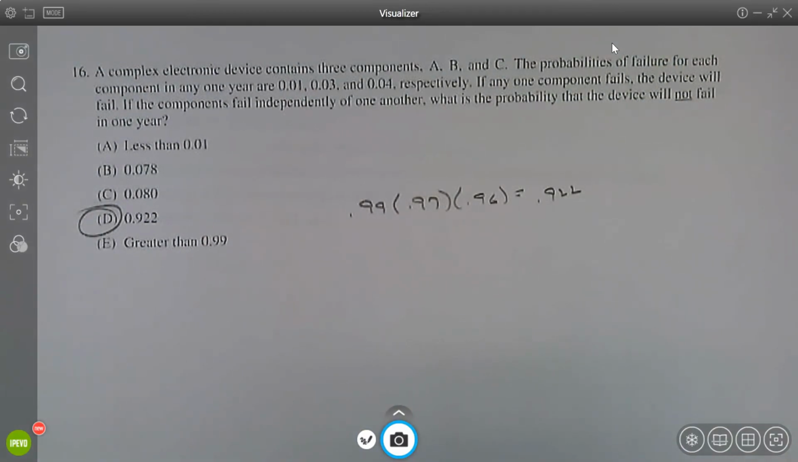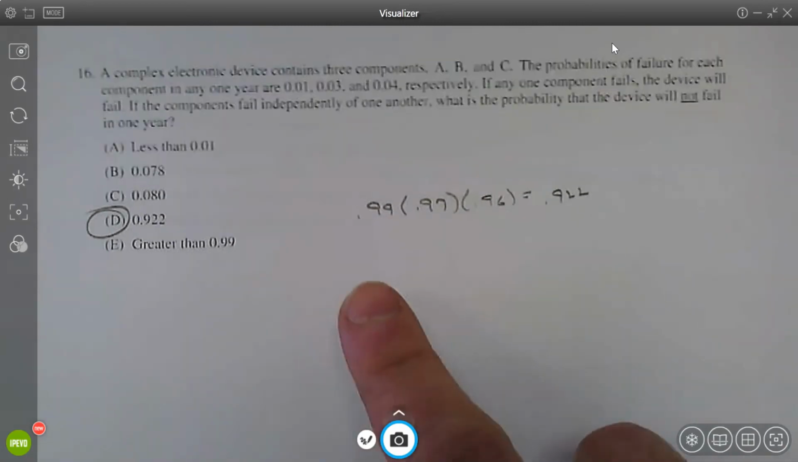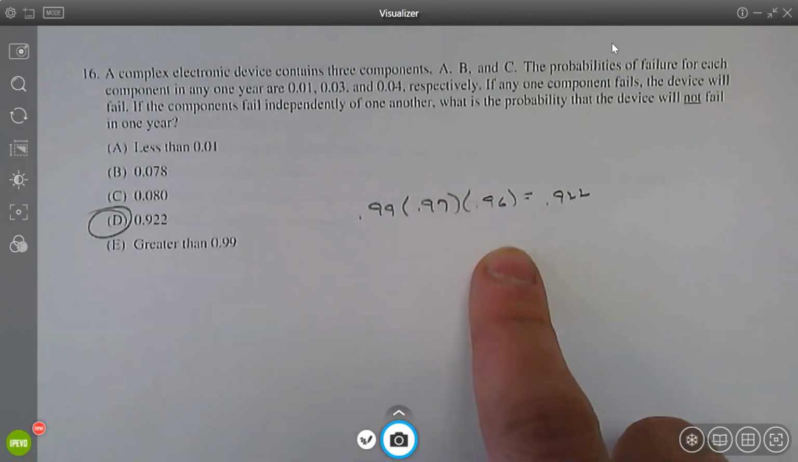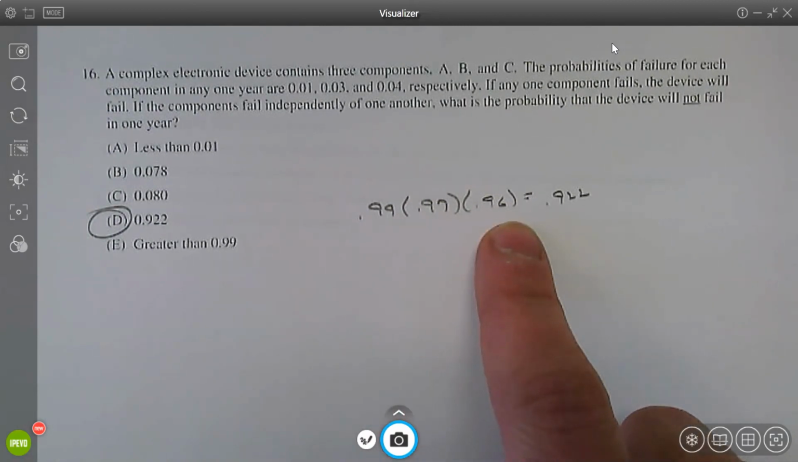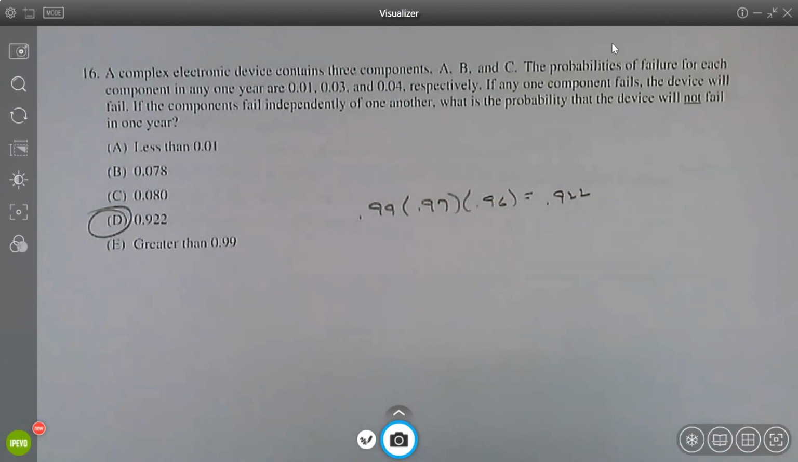16, it says the components fail independently of one another. So we want to know what's the probability that the device will not fail. So that means the first one, second one, and third one all do not fail. I can multiply these probabilities because they're independent of one another to get D.